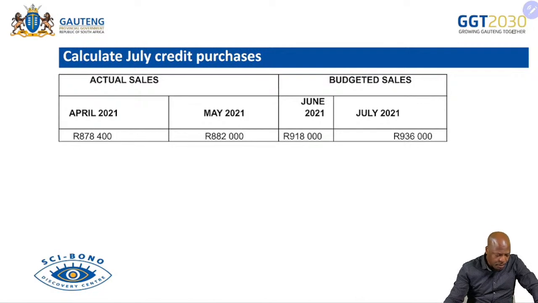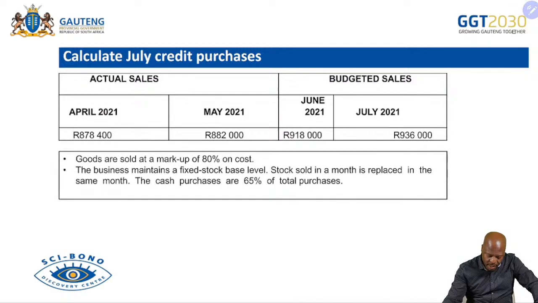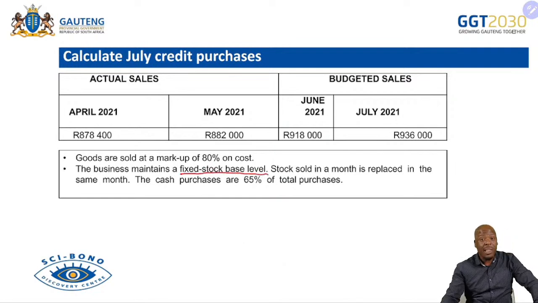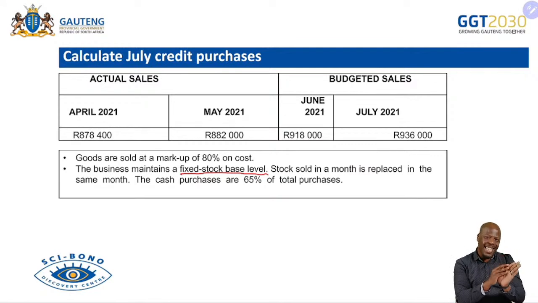Now, if we're calculating credit purchases for the month of July, what more information were we given? Goods are sold at a markup of 80% on cost. The business maintains a fixed stock base level. What this means is whatever we sell is what we buy, because we need to maintain a fixed stock base level. If we have 5 units on hand and we sell 3, we'll be left with 2. We have to buy 3 again to go back to 5.